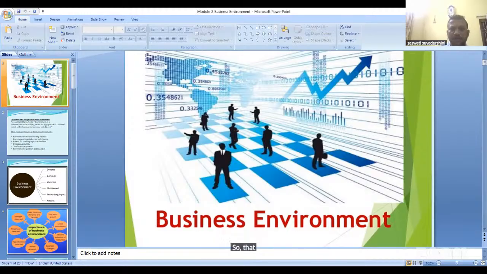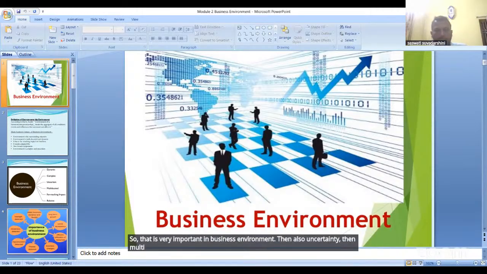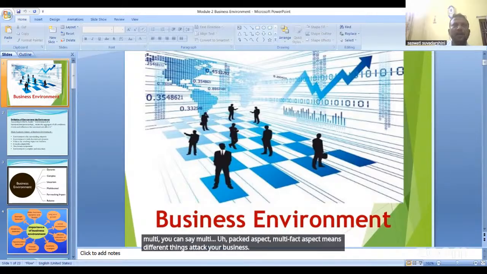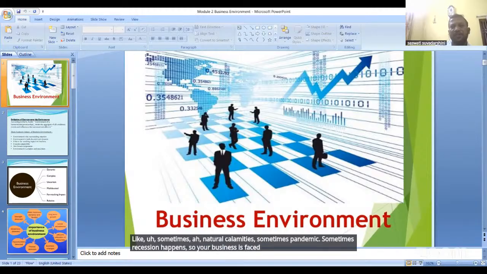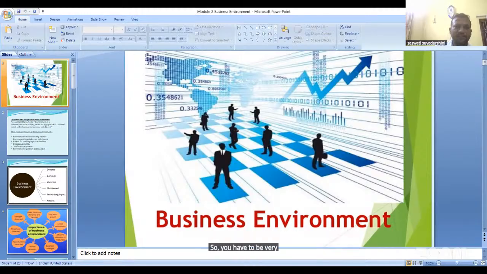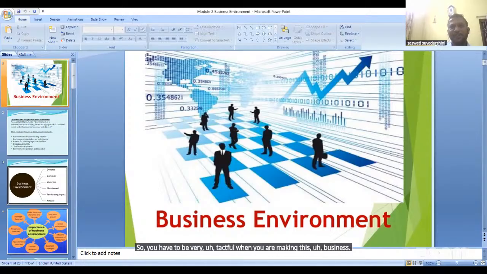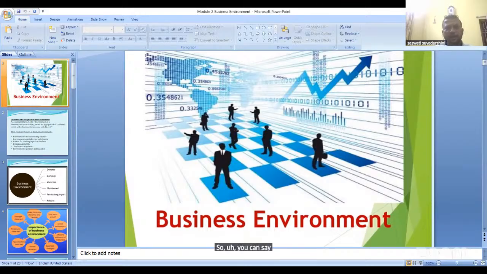So that is very important in business environment. Then uncertainty, then you can say multi-fact aspect. Multi-fact aspect means different things attack your business, like sometimes natural calamities, sometimes pandemic, sometimes recession happens. So your business faces a lot of challenges. So you have to be very tactful when you are running this business. So business environment is a very effective tool to sustain for a long period. So you can say this is very effective when you are controlling it in a right and proper manner.